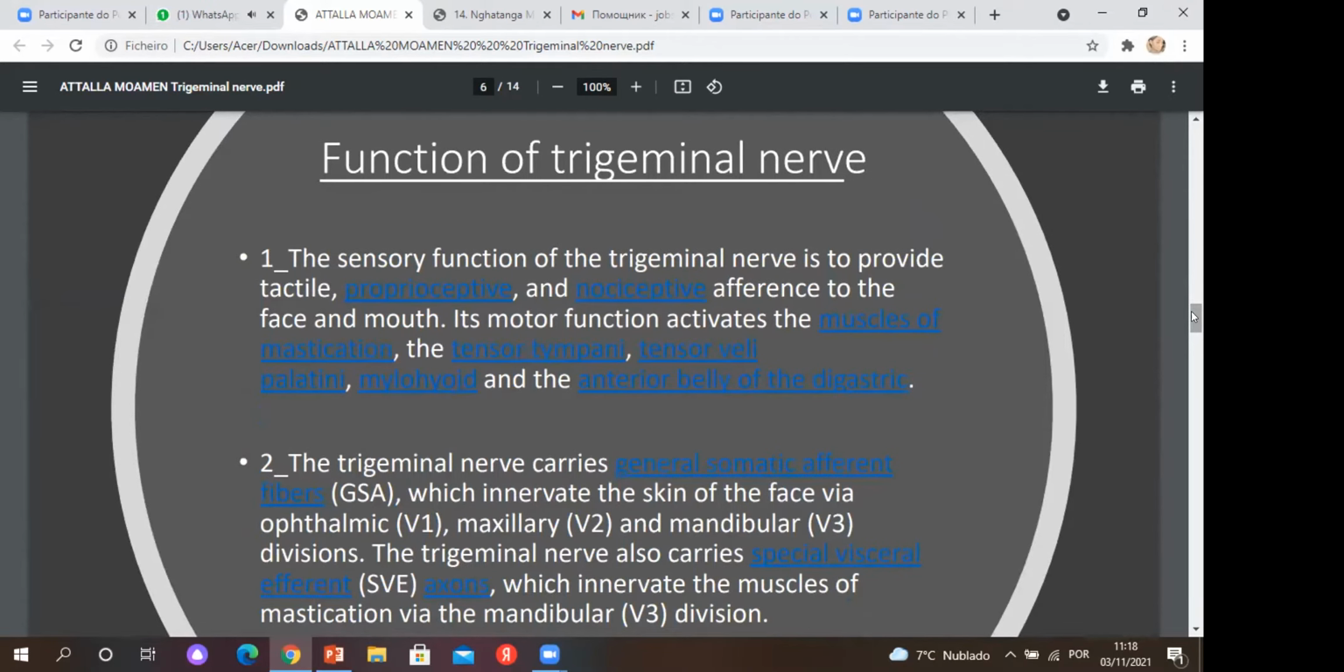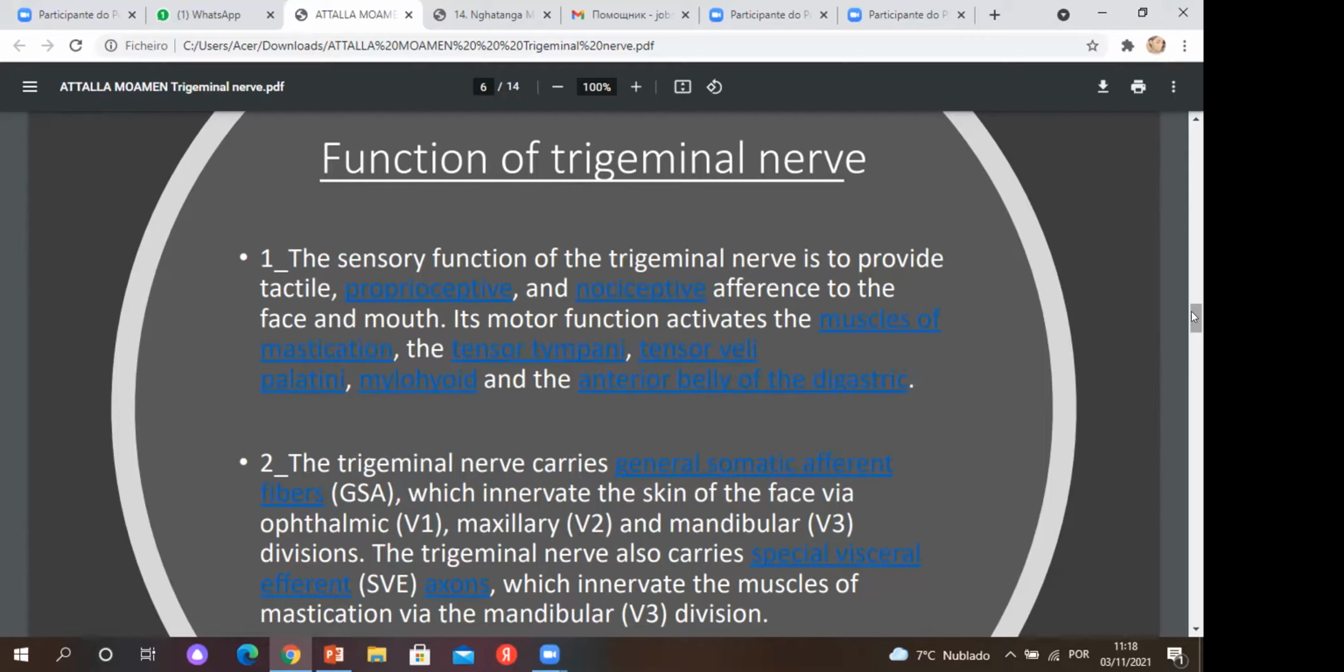We have also the function of the trigeminal nerve. We have two functions. First one, the sensory function of the trigeminal nerve is to provide the tactile, proprioceptive, and nociceptive afferents to the face and the mouth.